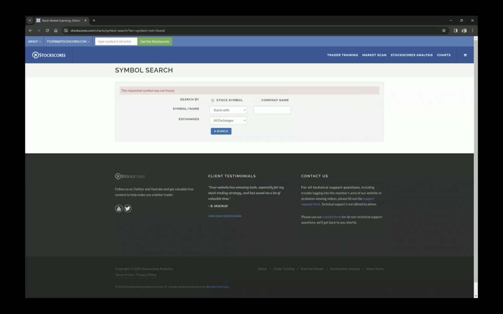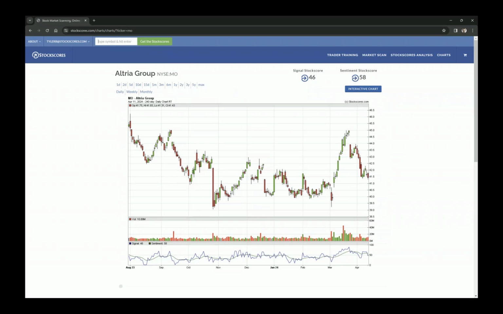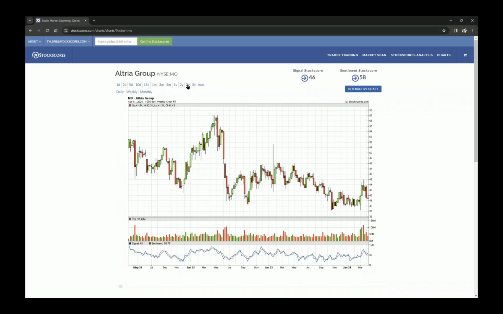Someone asking about Altria, MO. I would stay out of it. It's not really got a lot of downside because it has good support in here, but it's a negative chart. I'm just going to look at the 3-year. Yeah, I see no reason to be in this stock. Does not look great.